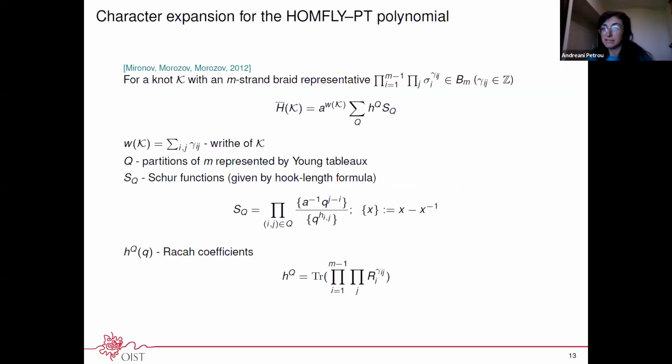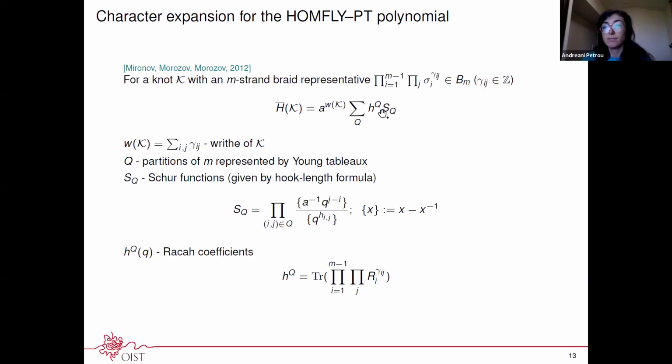So to understand why this works, it's helpful to consider the so-called character expansion for the HOMFLY polynomial that was proposed by the same group of theoretical physicists. So this is basically taking an m-strand representative of a knot, belonging to the braid group with m strands, which basically contains words of this form, with sigma_i being the generators. Then we can write the HOMFLY polynomial of that knot as a sum over Young tableaux, which are partitions of m. And here, w is just the writhe of the diagram.